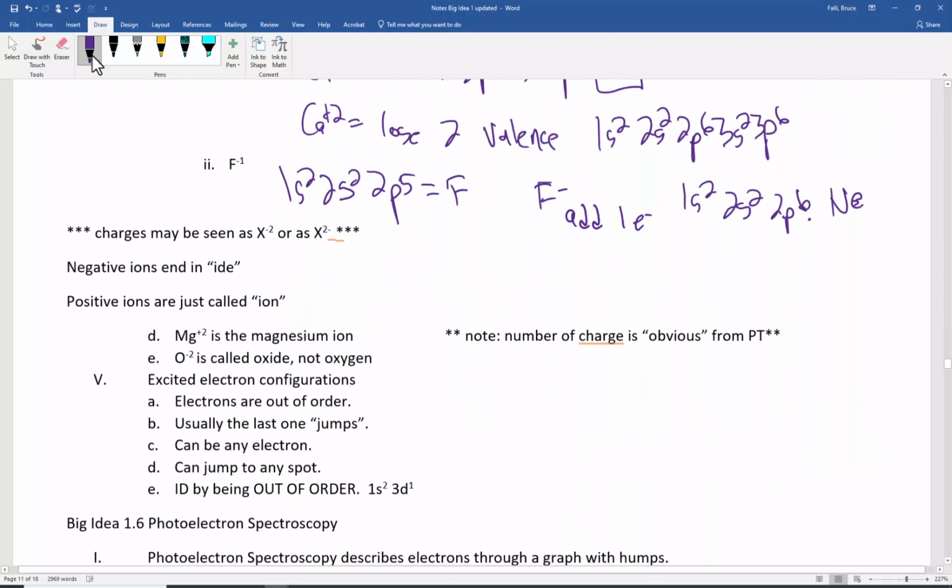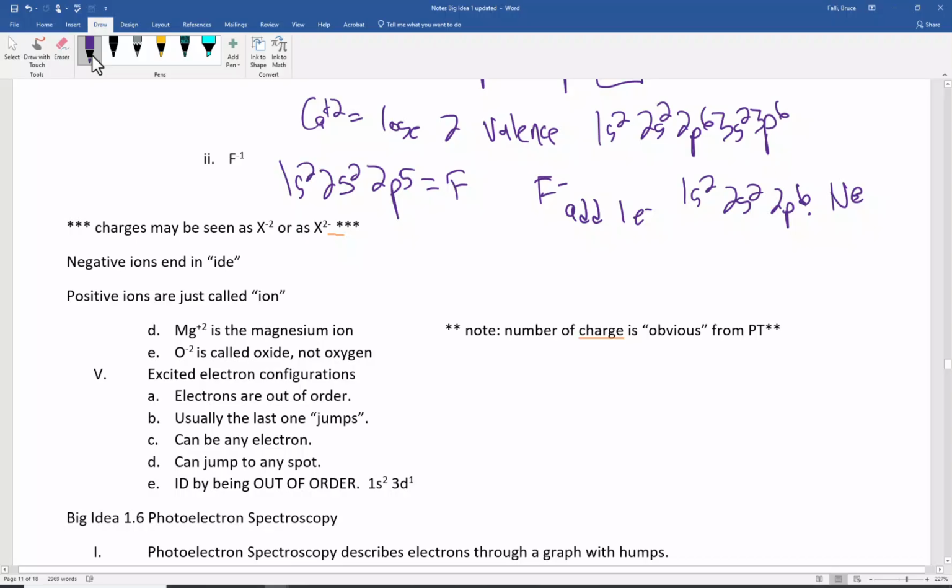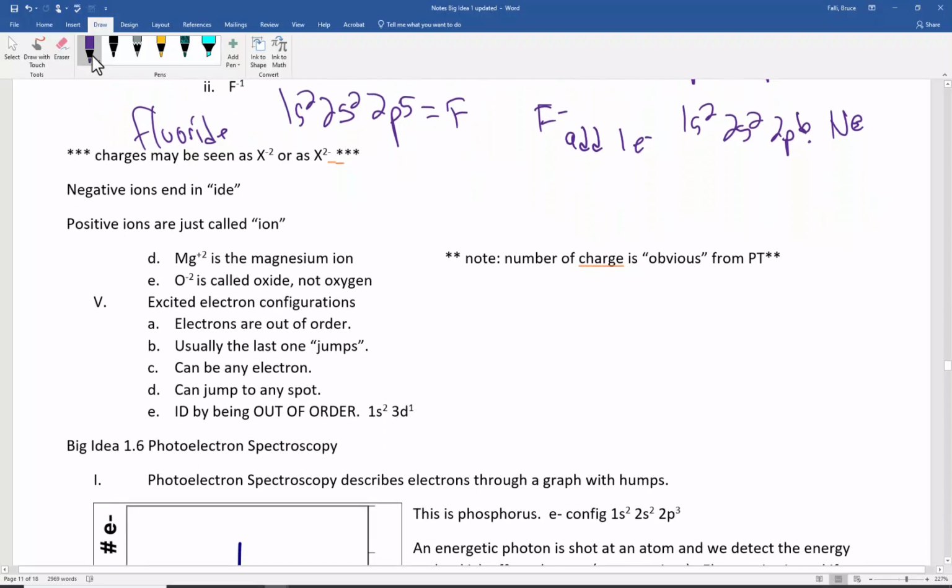Okay. Negative ions, their names end in "ide." So, for example, this is fluoride. And the positive ion is just called ion, so it would be the calcium ion because it's positive. So Mg +2 is magnesium ion. O -2 is oxide, not oxygen. And that's it.